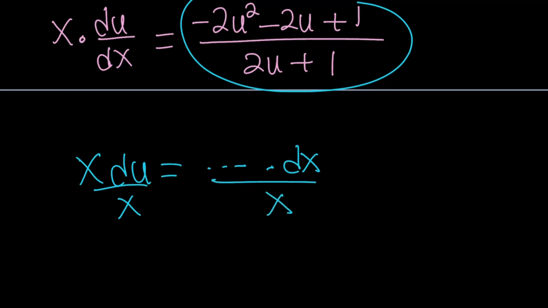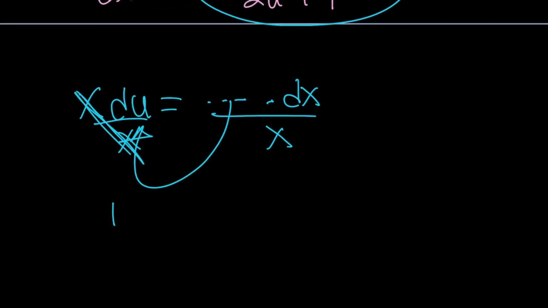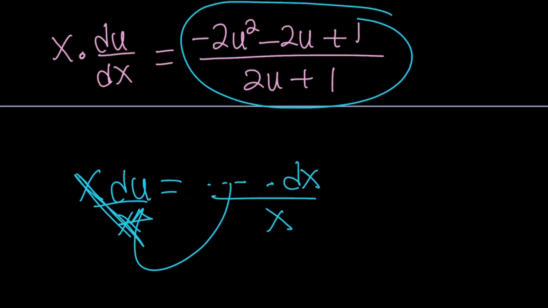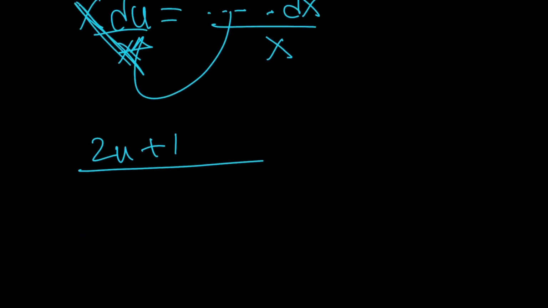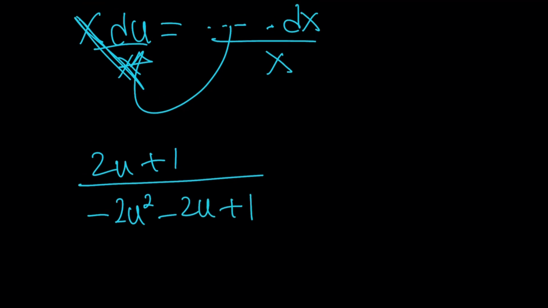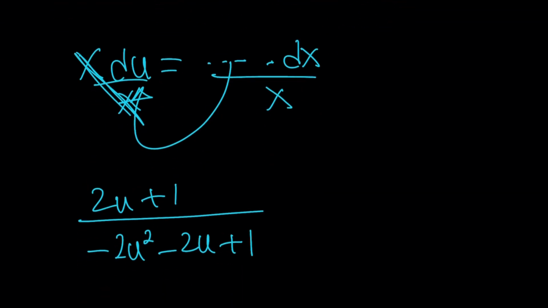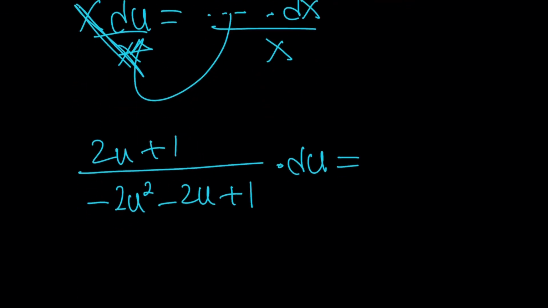and divide by that expression. So our expression is going to go down here. To divide, we need to multiply by the reciprocal. So the reciprocal of this expression is going to be 2u plus 1 divided by negative 2u squared minus 2u plus 1. So that's going to be our expression on the left times du equals dx over x.